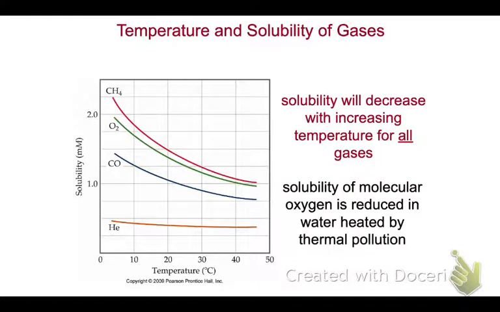For example, solubility of oxygen is reduced in water heated by thermal pollution. Because of global warming, it's heating water, and the warmer the water is, the less oxygen dissolved in it, which really hurts the fish.